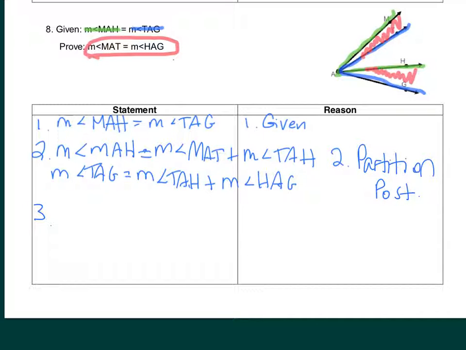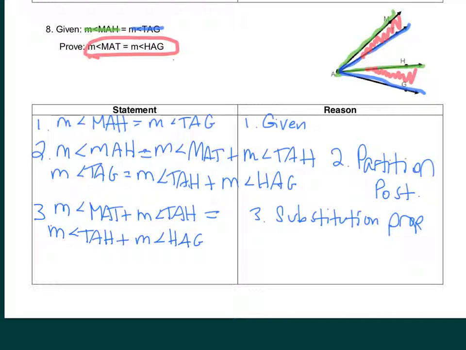Step 3. Let's take a look. We already know MAH is equal to TAG. The left sides match, so the right sides will match. I'm going to let you do step 3, and I'll come back. How did you do? Hopefully, you took the right sides and set them equal to each other. I ran out of room, so I did it this way. MAT plus TAH is equal to TAH plus HAG, and that was by substitution.